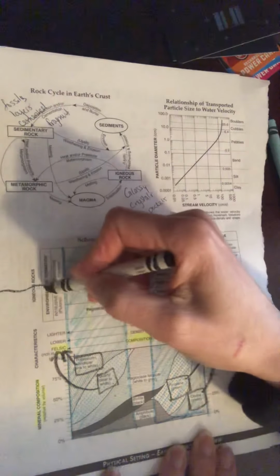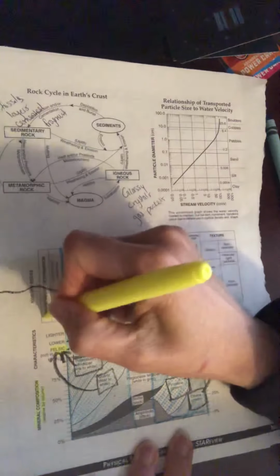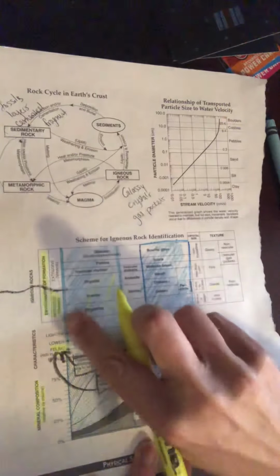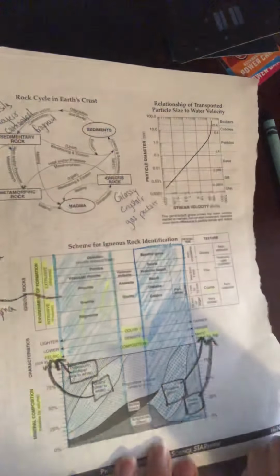Now, once you've figured out your left and right, you then have to start thinking of the top and the bottom of the chart. Now, this top and this bottom of the chart is separated based on the environment in which the rock was formed. So if it's intrusive, that means it formed underground. If it's extrusive, that's above ground. So if it's an intrusive igneous rock, that means it is formed by molten material called magma. If it's extrusive, it's molten material formed by lava.